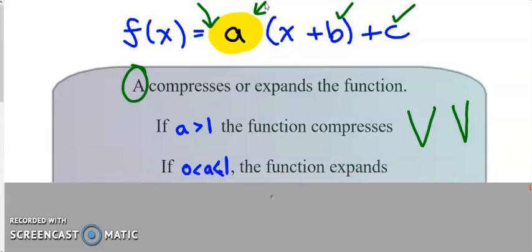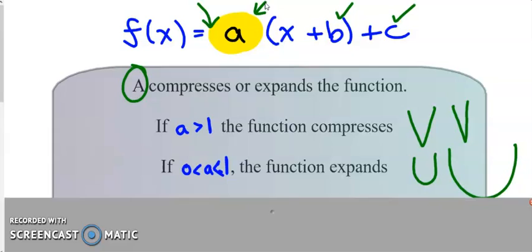If it's between 0 and 1, it's going to expand it out. It's going to make it larger, wider. So here, for example, let's say we had the parabola, the quadratic function. If it's between 0 and 1, it's going to make it wider, bigger. Just like here, it made it bigger. So if it's between 0 and 1, it's going to expand. If it's greater than 1, it's going to condense it, shrink it, bring it in, squeeze it.